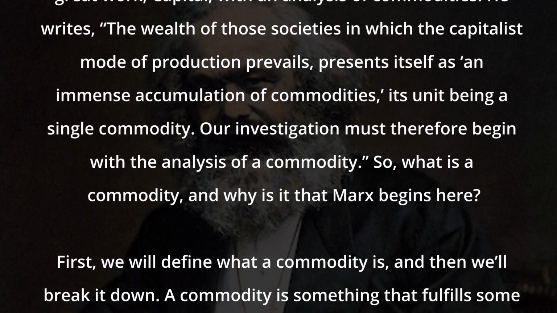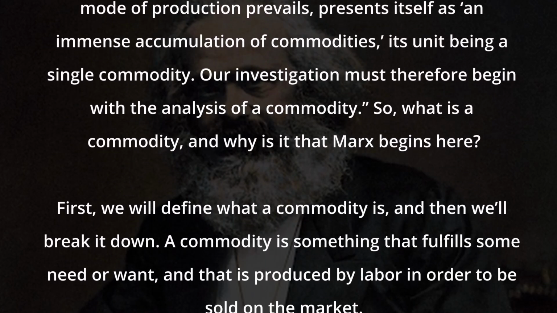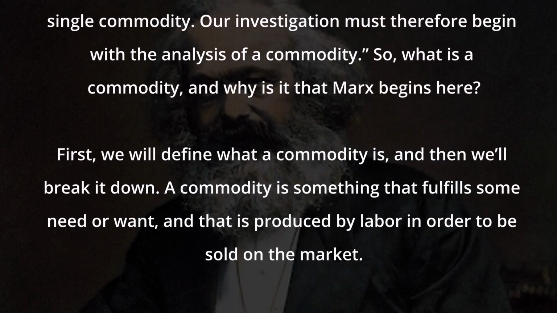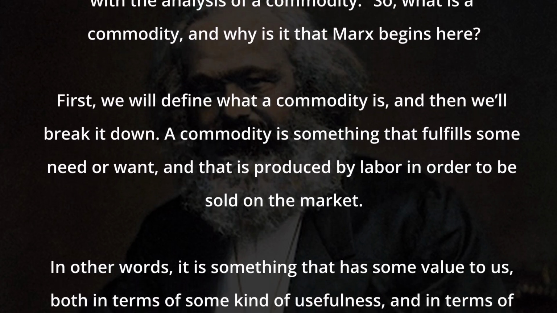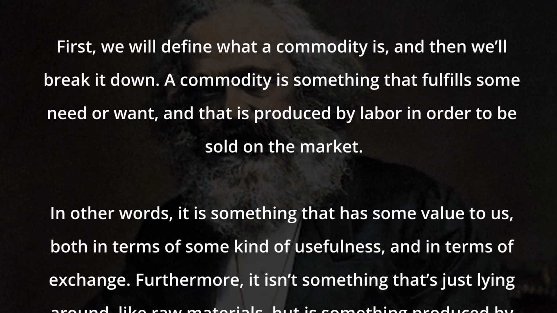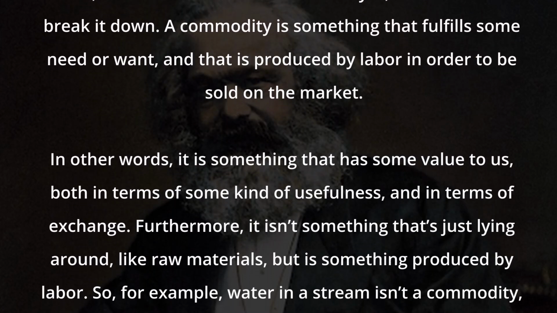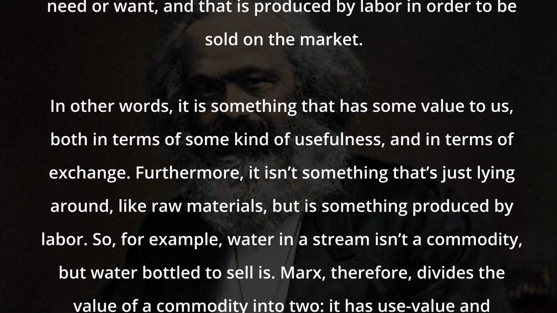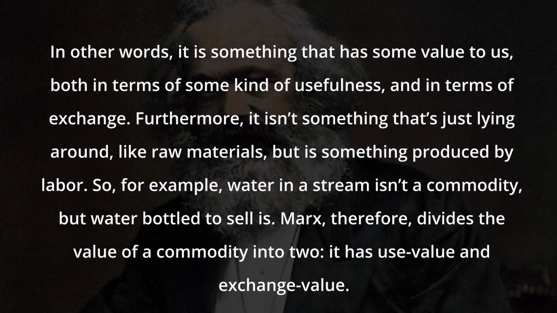First, we will define what a commodity is, and then we'll break it down. A commodity is something that fulfills some need or want, and that is produced by labor in order to be sold on the market. In other words, it is something that has some value to us, both in terms of some kind of usefulness and in terms of exchange. Furthermore, it isn't something that's just lying around, like raw materials, but is something produced by labor. So for example, water in a stream isn't a commodity, but water bottled to sell is.